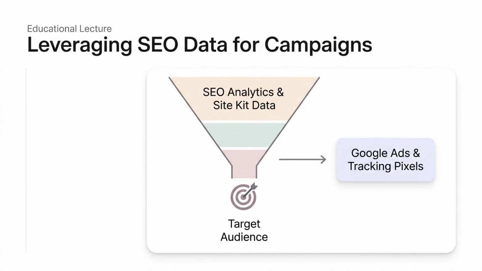All of the data we gather from these SEO efforts, whether through SiteKit or analytics, does not just sit there. It becomes incredibly valuable when we start running paid campaigns. By understanding our organic traffic, we can refine our target audience for Google Ads. As we move into the next phase of our setup, we will look at how to generate and implement tracking pixels to capture this audience data even more effectively.